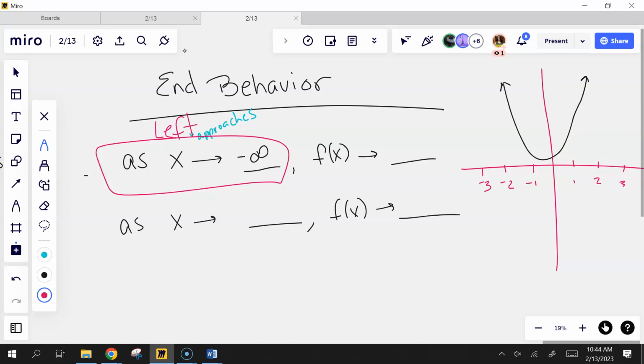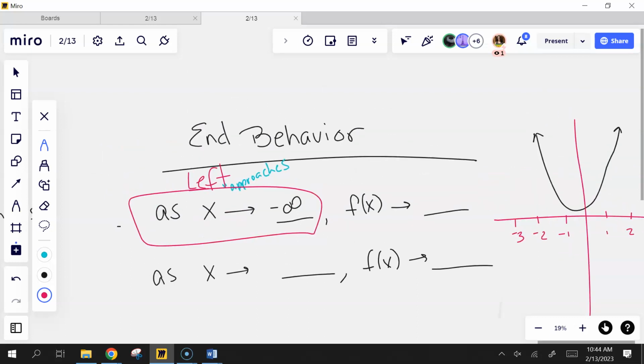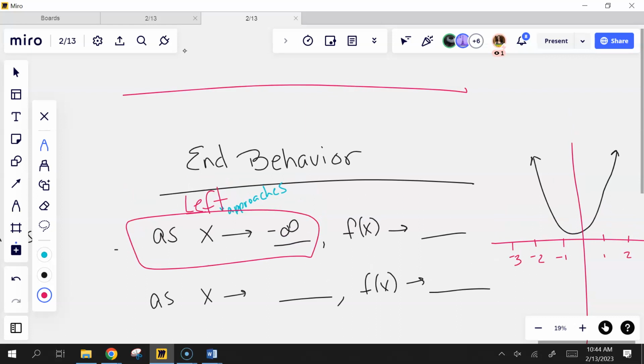Does it make sense? Why? If I'm on a number line, this way is what? Positive infinity. So if I said look towards negative infinity, which side are you looking? To the left. Okay? Are y'all with me now?